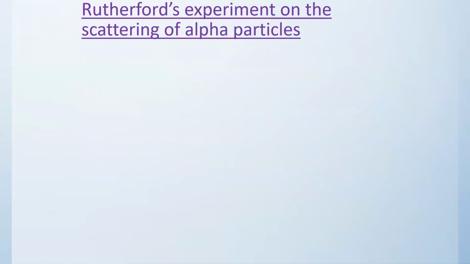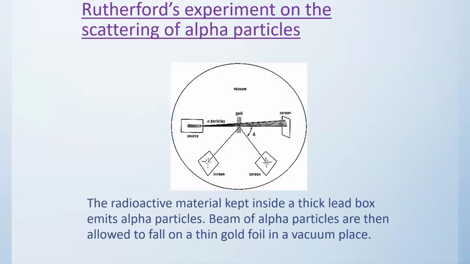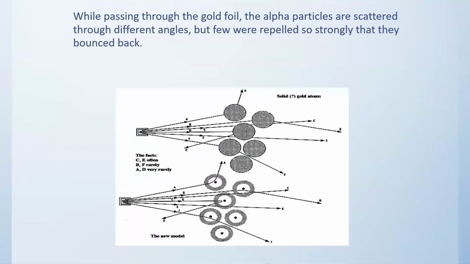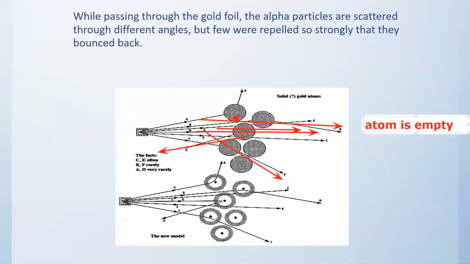To find the structure of an atom, Rutherford performed an experiment. He took a gold foil, a very thin metal foil, and targeted it with alpha particles. What he observed was that most of the alpha particles passed through. Few of them changed direction and few of them bounced back. So if most of the alpha particles pass through, he concluded that the atom is mostly empty space. Most of the atom is empty.